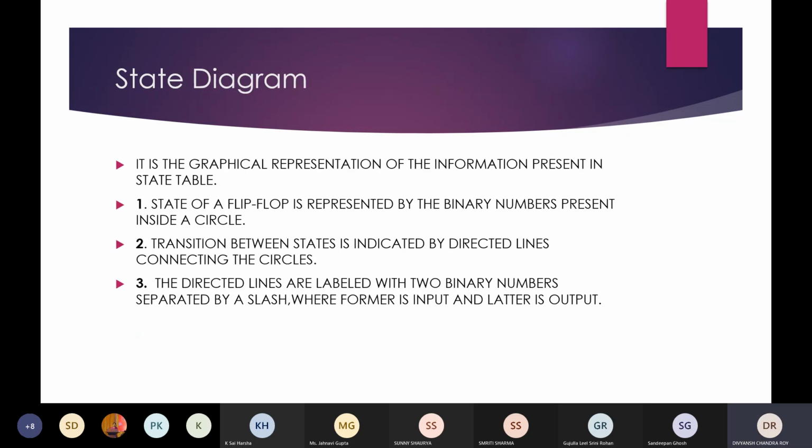Now the state diagram. Basically, state diagram is the graphical representation of state table. It shows all the states, possible inputs, next states, and their corresponding output. State of a flip-flop is represented by the binary numbers present inside a circle. Transition between states is indicated by the directed lines connecting the circles. The directed lines are labeled with two binary numbers separated by a slash, where former is the input and latter is the output.